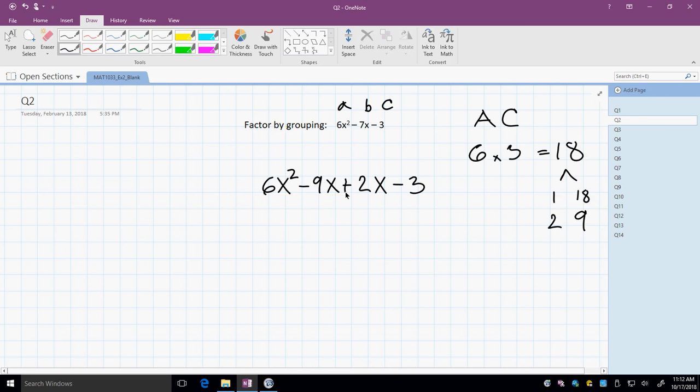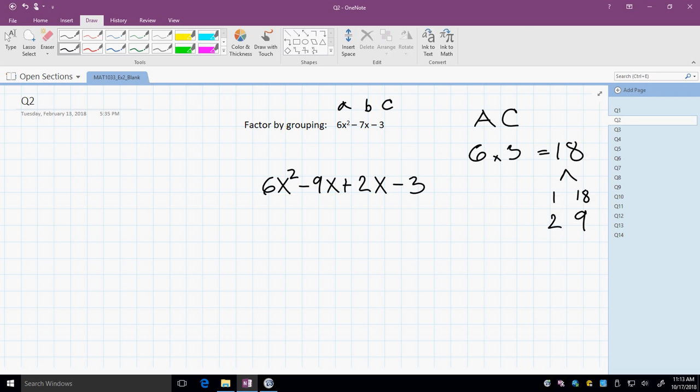We need a positive 2 to get a negative 7. The higher number has to have the sign that you're looking for. You're looking for a negative 7. That's why the higher number, which is 9, of the two terms that I just found, right? The higher one has to have the negative sign in this case.